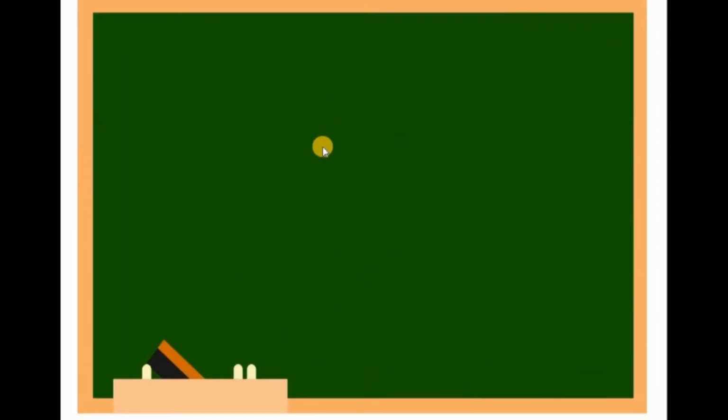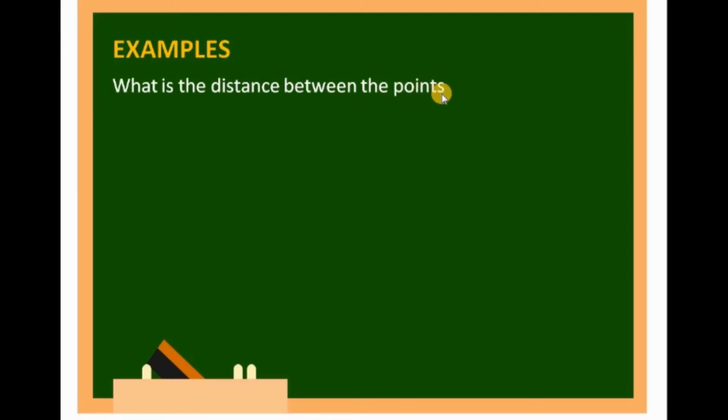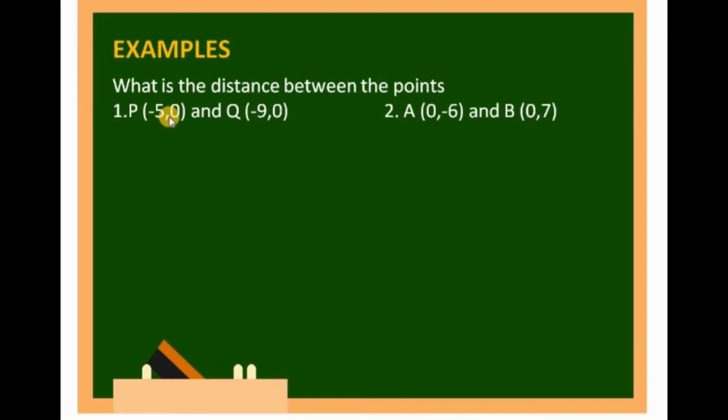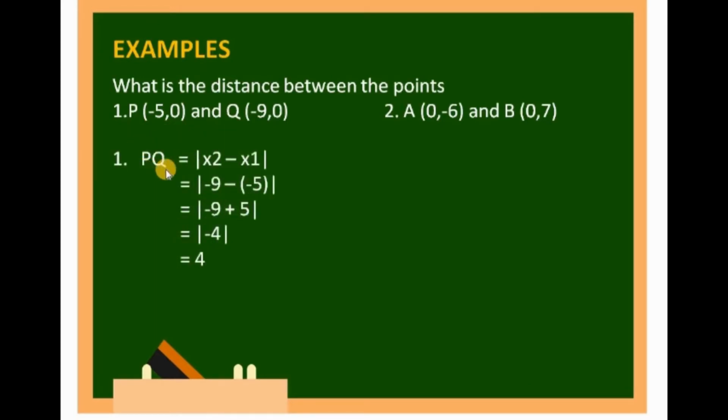Let's see some examples. What is the distance between the points? Points are P minus 5, 0 and Q minus 9, 0. Here you can observe that y coordinate is 0. That means it lies on x-axis. Let's see the answer, PQ.